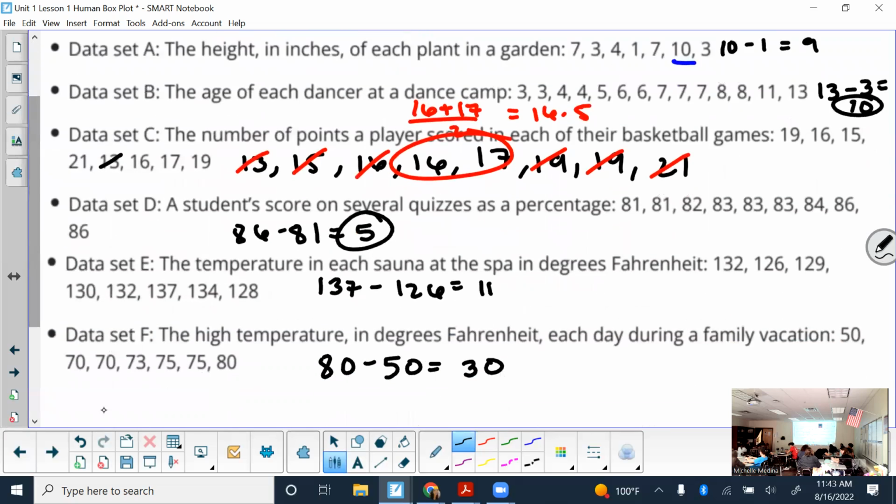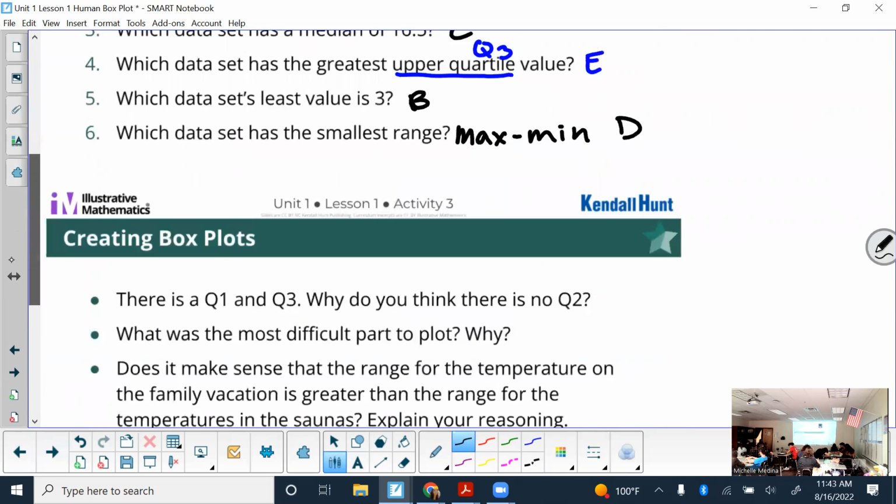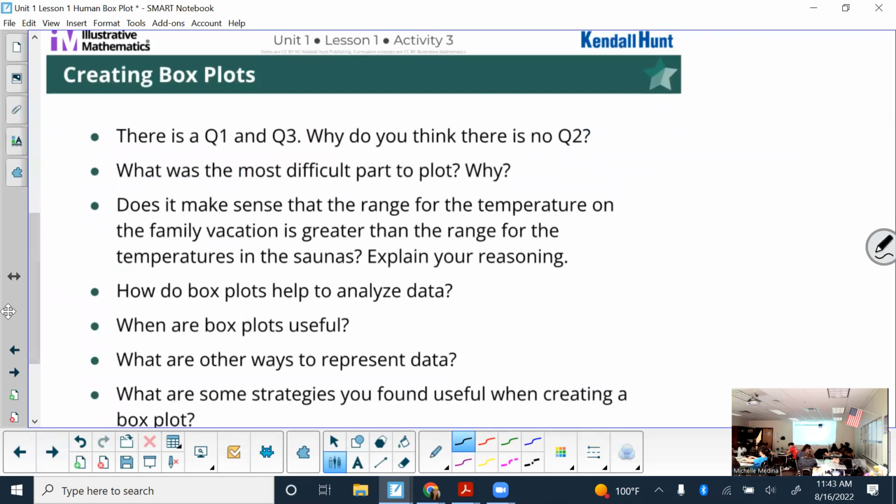Questions, comments, concerns? All right, make sure that you keep the paper out. I'm gonna come back and give you points for it in just a second, or at least while we do the next activity. So what was the most difficult part to plot on your box plot?